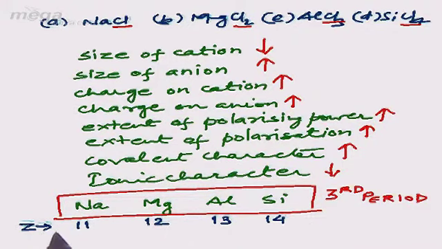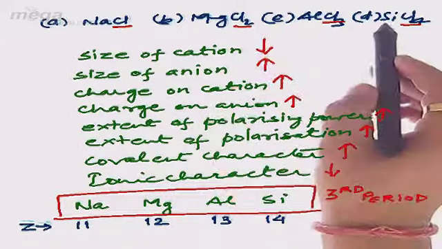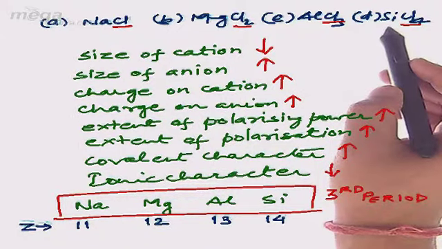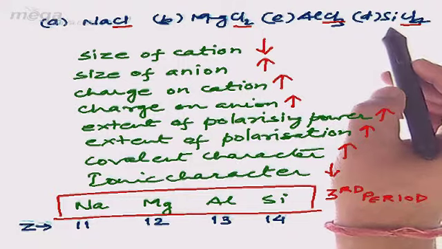Now as we are finding that the atomic number is increasing from sodium to silicon, the increase in the atomic number will increase the nuclear charge, which in turn will decrease the size. So in the four, silicon will have the smallest size, larger to which is aluminium. Now the atomic radius of magnesium will be greater than aluminium, and for sodium it will be greater than magnesium. That means among these four compounds, silicon will have the smallest size, so it will possess the maximum covalent character.